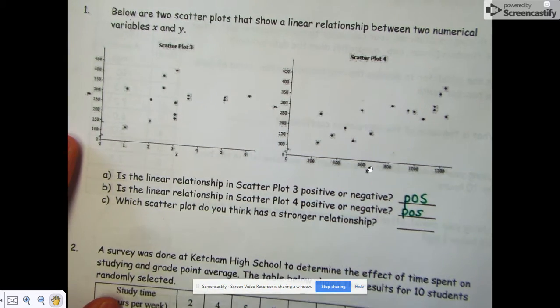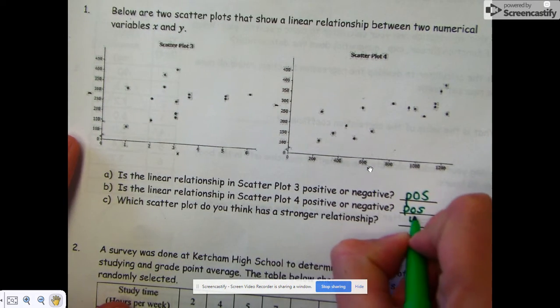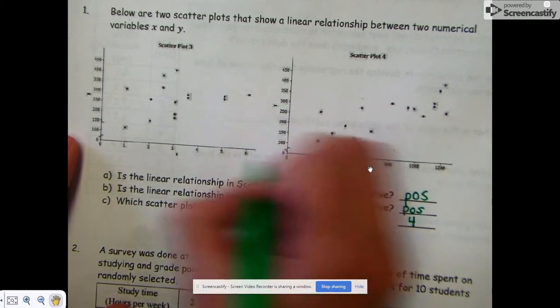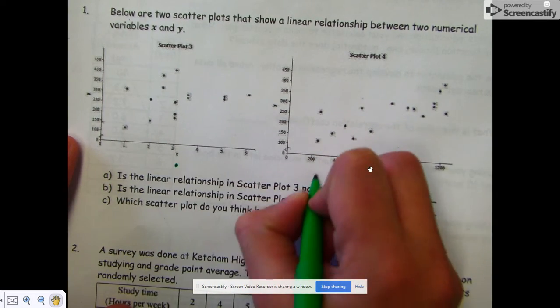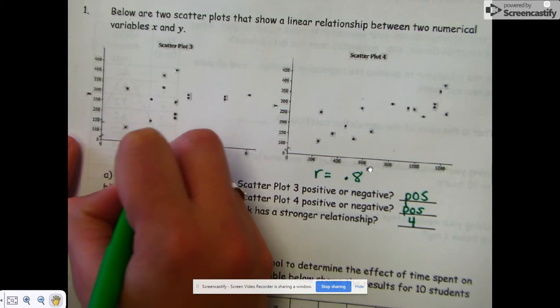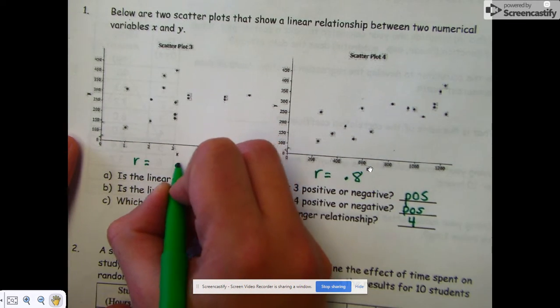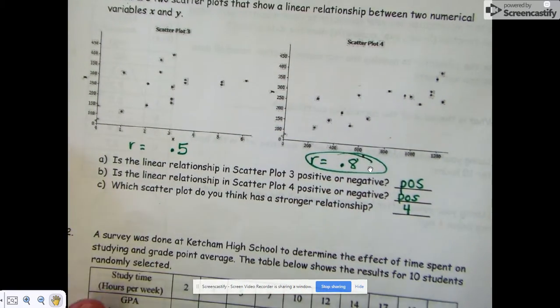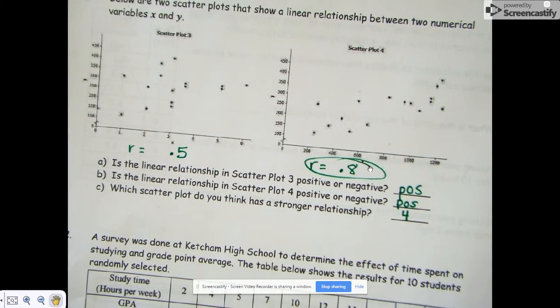Which one has a stronger relationship? Scatter plot number 4 does. So this correlation might be 0.8, and remember that's our R value. This one might be maybe 0.5 or something. So this one is a stronger one. The correlation coefficient tells you how strong some data is.